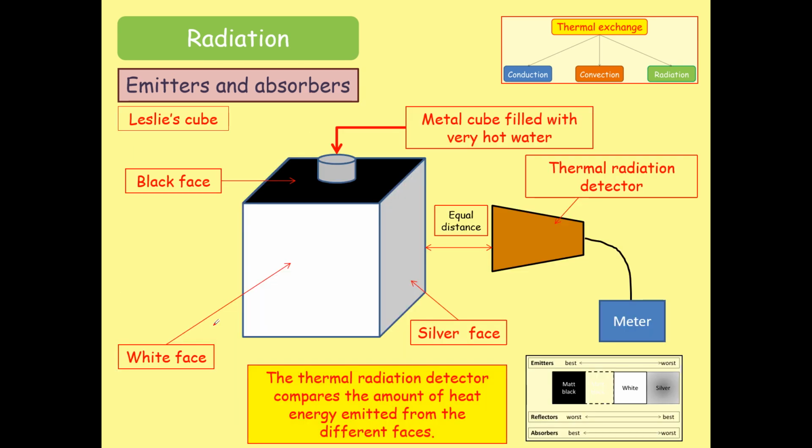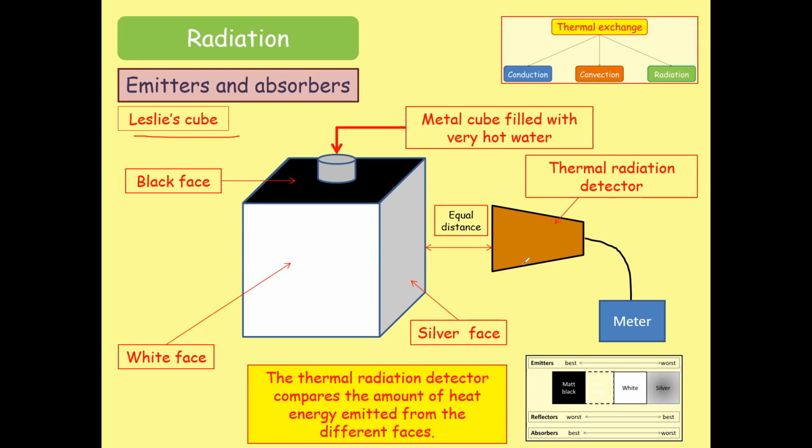Moving on, we are going to look into the experiment I was explaining, a Leslie cube, right? This is an instrument in which we have one black surface on the top, a silver surface on one side, and a white surface on the other, and we take a radiation meter. We simply fill this cube with boiling water, and we take readings on the three sides, and we will find that the black surface is going to be the best emitter, while the white and silver surfaces are going to be the worst emitters, right?